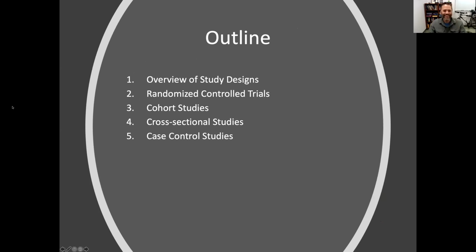All right, so the outline for today, I'm going to go over sort of an overview of study designs, and then we're going to talk about 4 specific types of studies. We're going to talk about randomized control trials, and then cohort studies, and then cross-sectional studies, and then case control studies.